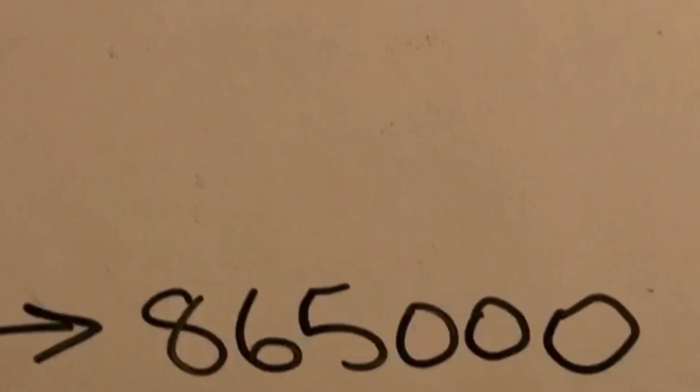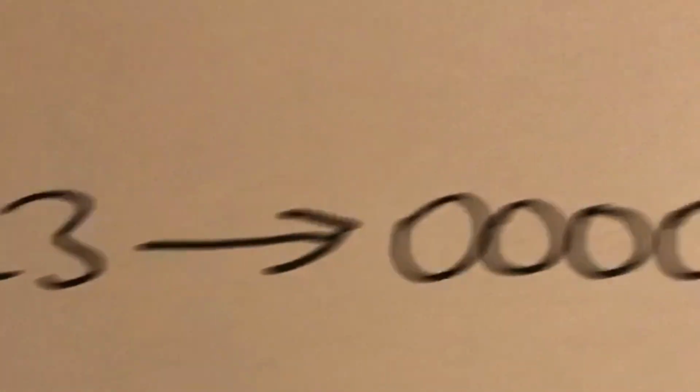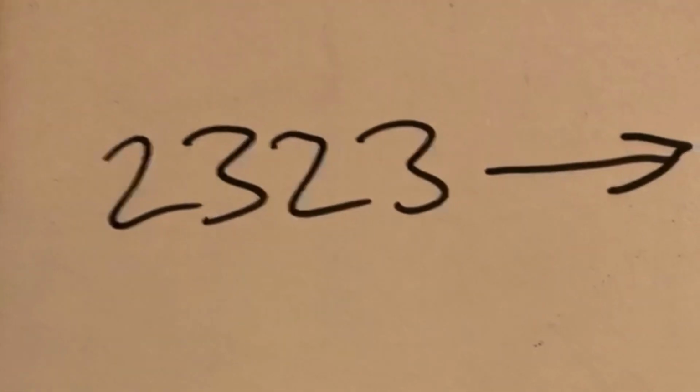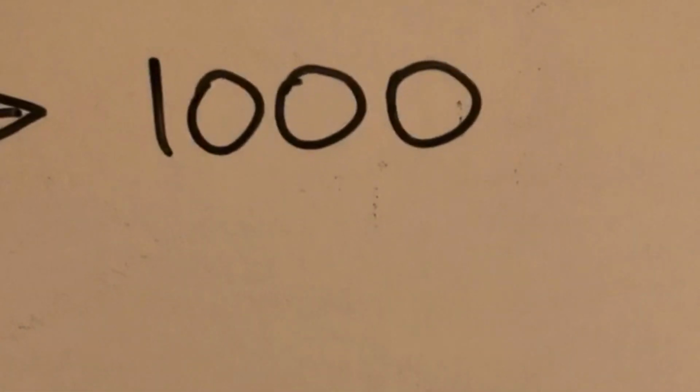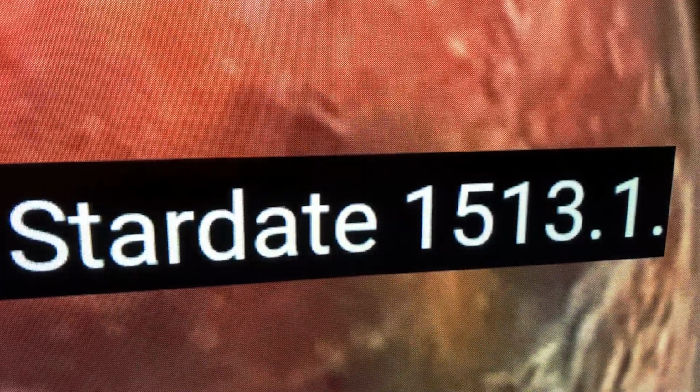It gets a little bit wonky later on, but as you can see, if you just walk it back a few years, you realize the problem with this is that you hit Stardate 0 in the year 2323, which is an issue because the original series happens in 2265, and it's in the 1000s. "Captain's log, Stardate 1513.1." So what happened here?